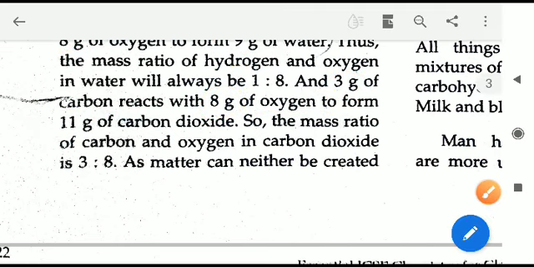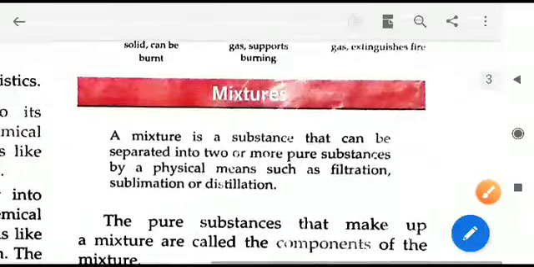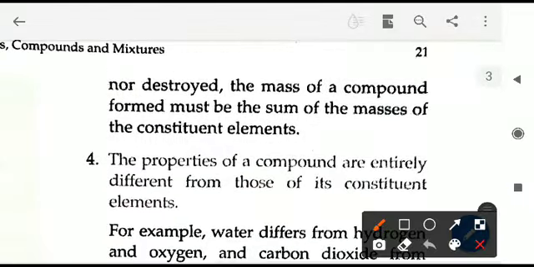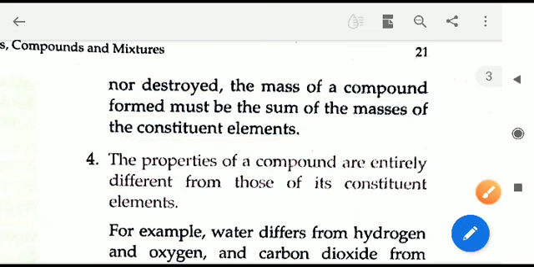So what we can finally say is that matter can neither be created, we cannot create matter on our own, nor can we destroy matter. Always the mass of the compound is the sum of the masses of the elements. Whatever compound is produced, its mass is equal to the mass of the elements. So that has to be taken care of.